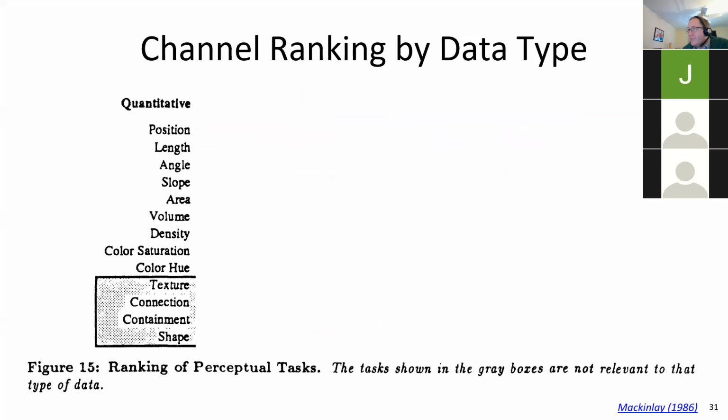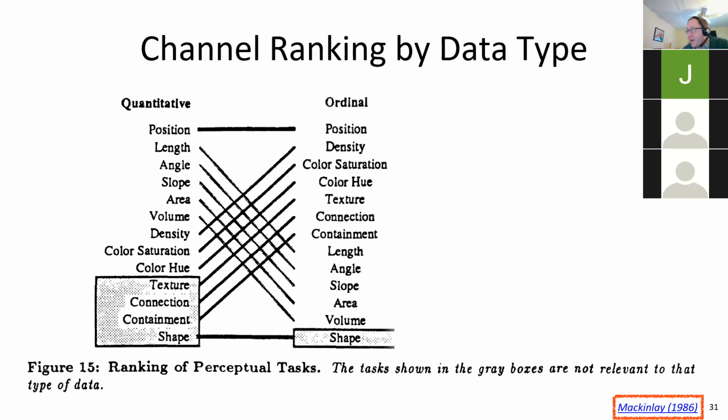Okay, so this, by the way, is Jock Mackinlay, 1986. For quantitative data, position is still fantastic. Texture is terrible. Connection is terrible. Doesn't tell you anything, right? Hue and saturation, and shape is terrible for quantitative data. So I don't represent the largest thing with a triangle and the smallest thing with a circle. Makes no sense. People won't interpret it right.